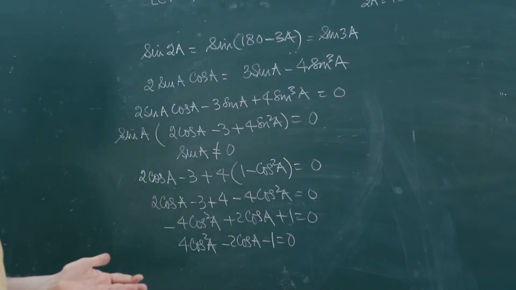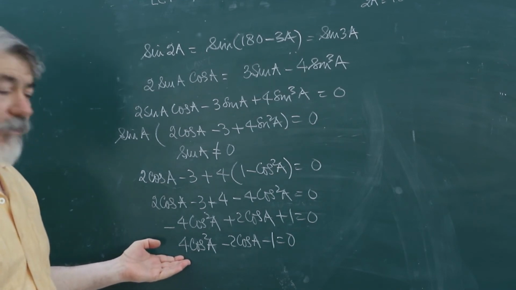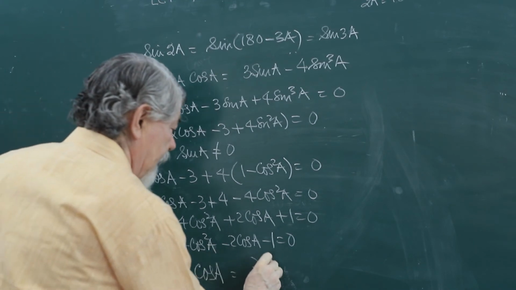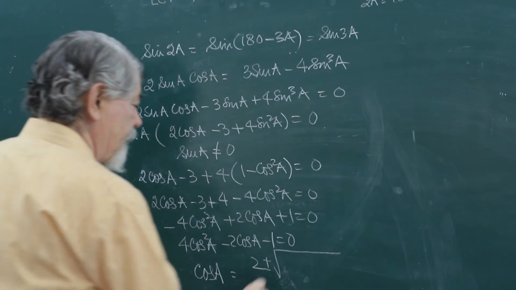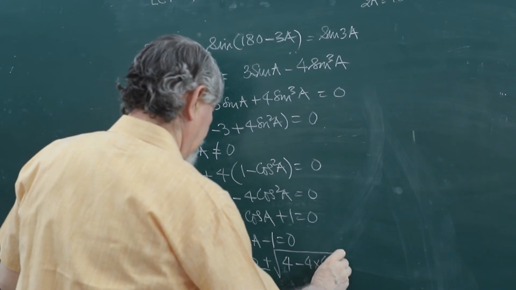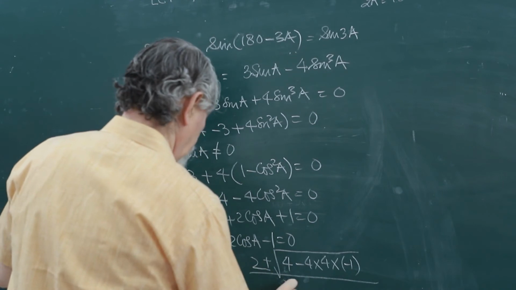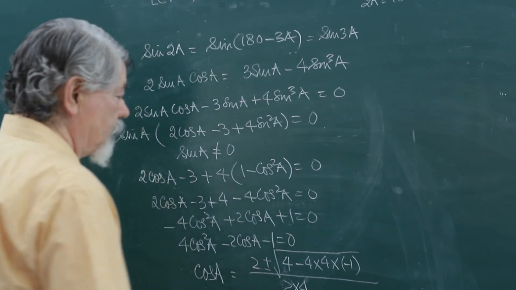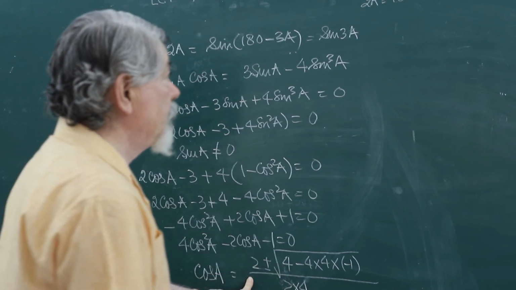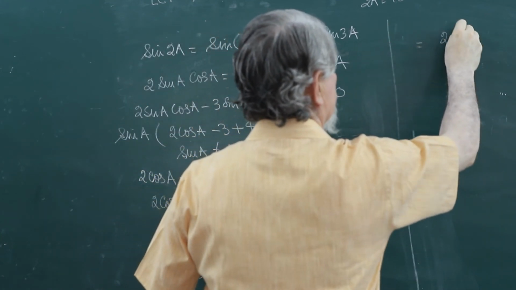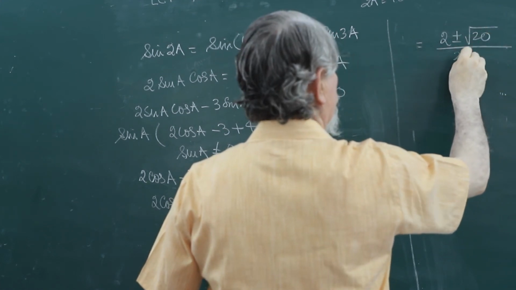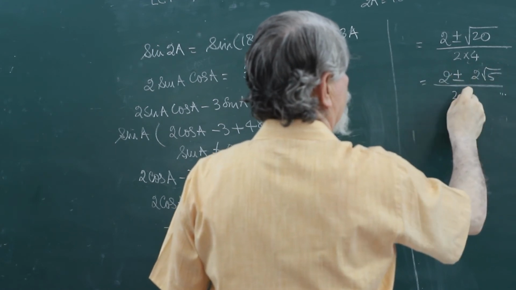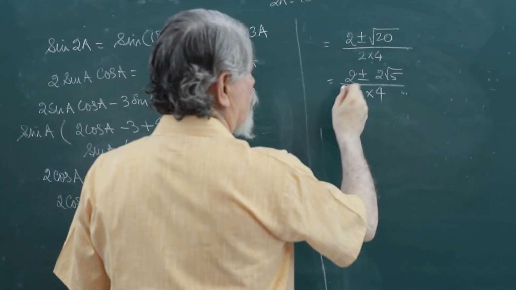Again it is a quadratic equation in terms of the variable cos A. Let us find the value of cos A. Cos A will be minus B, which is plus 2 because it is minus 2, plus minus under root B square minus 4AC. B square will be 4, minus 4 times A, which is 4, times C, which is minus 1, upon 2A, 2 into 4. What will we get? 2 plus minus under root 4 plus 16, which is 20, upon 2 into 4. So it will become 2 plus minus 2 root 5 upon 2 into 4. 2 will cancel, it will be 1 plus.